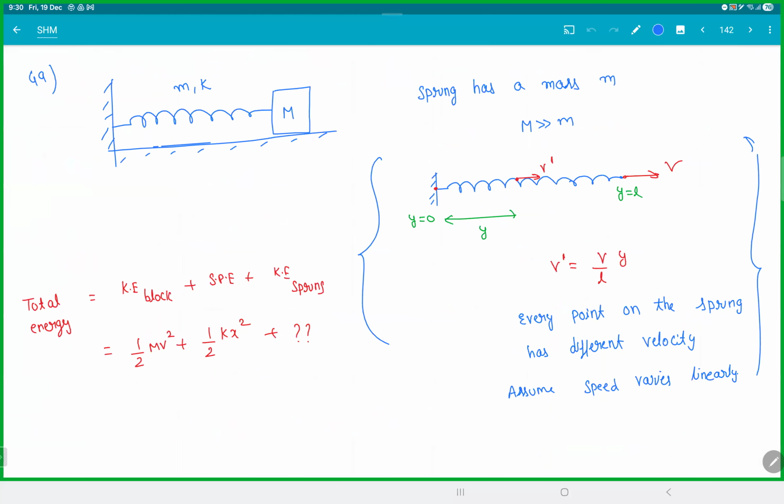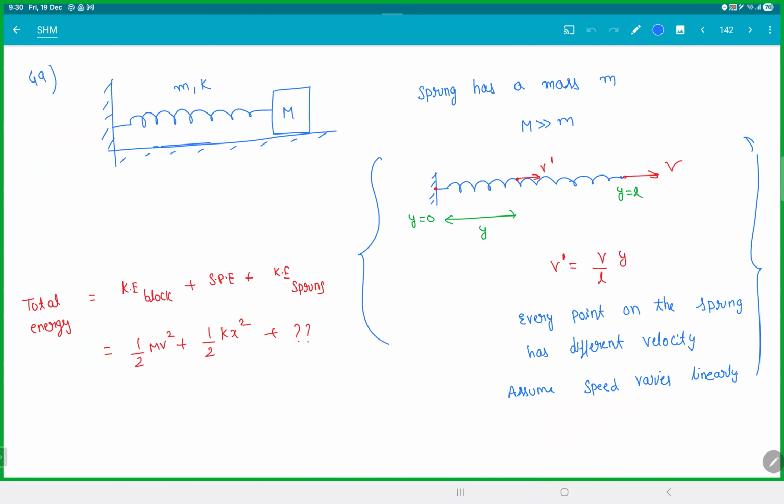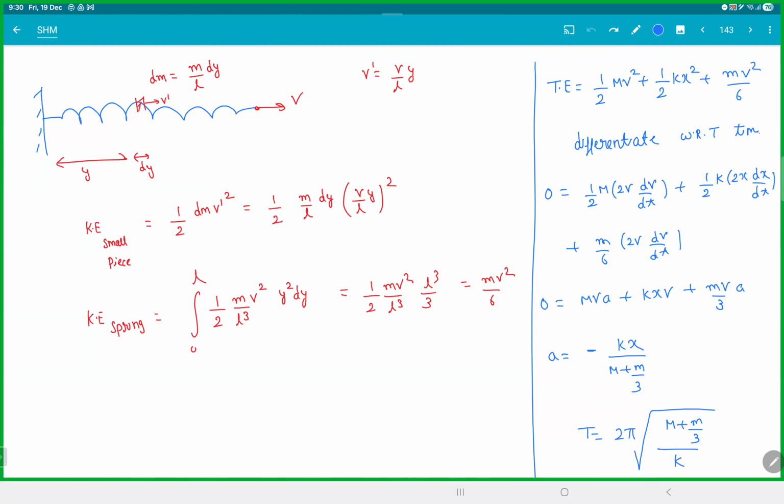Remember this question? We have a spring with a block M and spring mass m. When you solve the whole thing, you'll get an answer like this. You can't solve this with the force method. You have to use the energy method to solve this. So check it out in case you don't remember this. But it's a good result to remember. You can just replace the spring mass m by m/3 and finish it off.